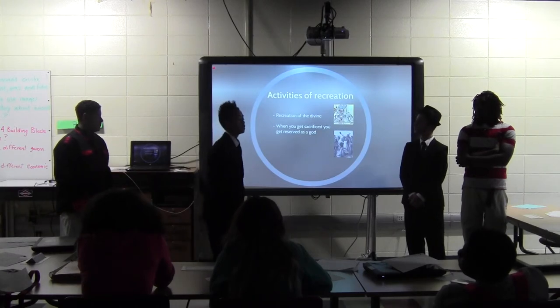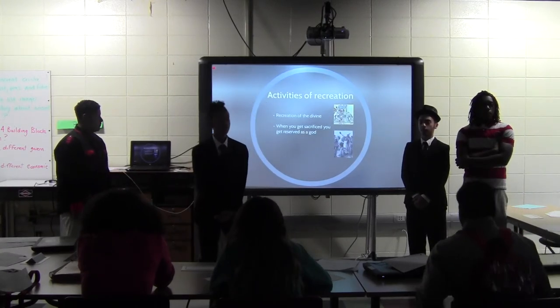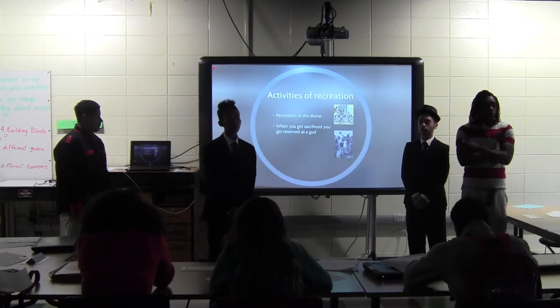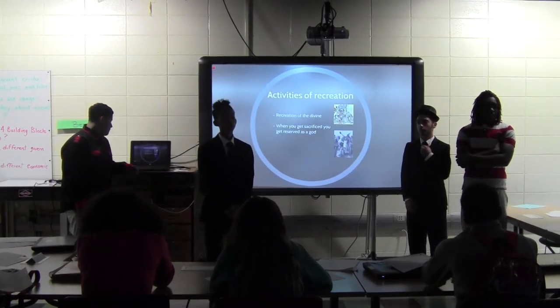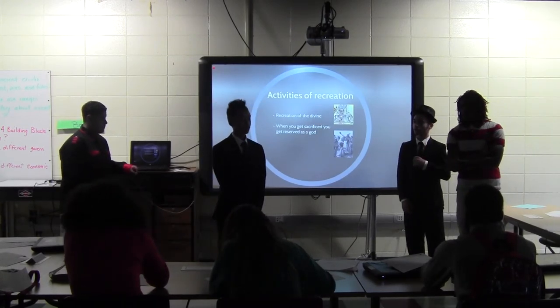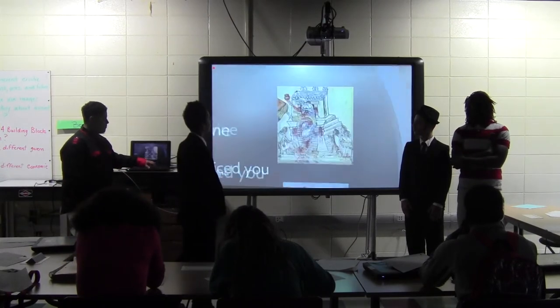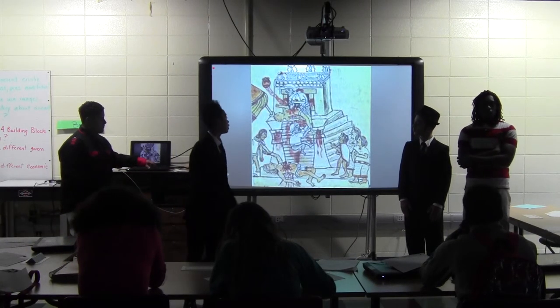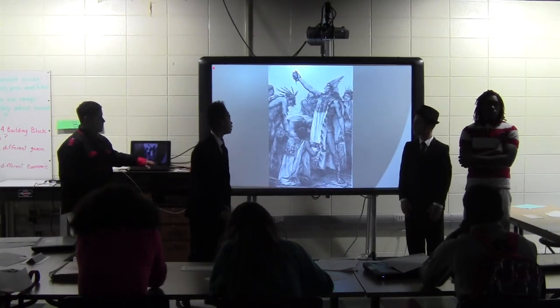Activity and recreation. Basically, in their religion, they did something called the recreation of the vine, which is basically the heart sacrifice, where they stabbed the chest and then just grab the heart and take it out. This is an example of a heart sacrifice, and another example of heart sacrifice.